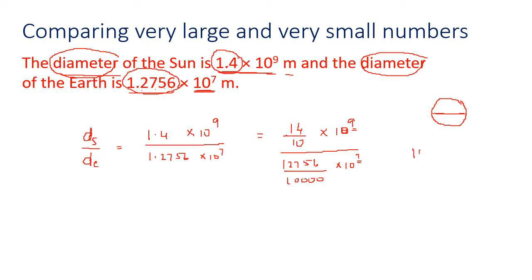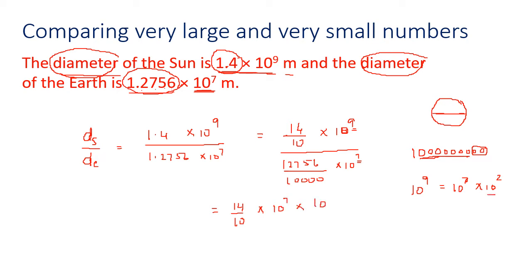Now what does 10 raised to 9 mean? 10 raised to 9 means 9 zeros after 1. So 1, 2, 3, 4, 5, 6, 7, 8 and 9. So there are 9 zeros, but I want to complete it into 7. So how many zeros are left? 2 zeros. So I can write 10 raised to 9 as 10 raised to 7 into 10 raised to 2. So I can write this as 14 upon 10 into 10 raised to 7 into 10 square, that is 100.